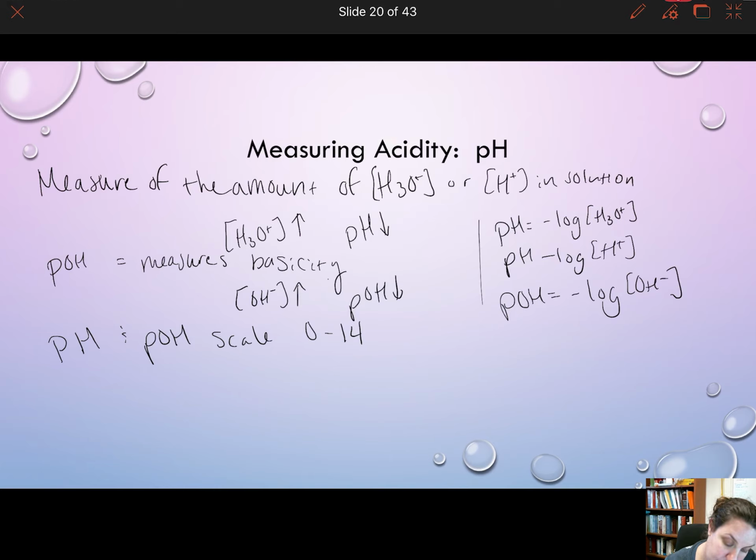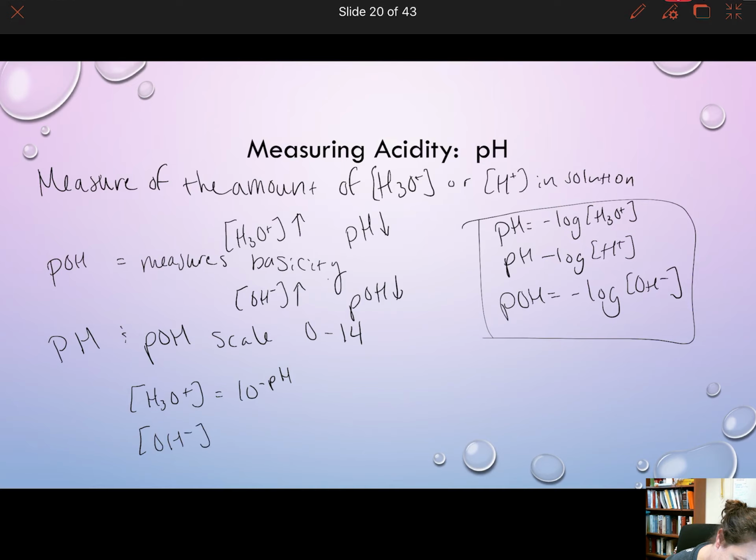Using these calculations, we can also go the other way, take 10 to the power of both sides, and we can get a calculation of hydronium or hydroxide if we already know our pH or pOH.